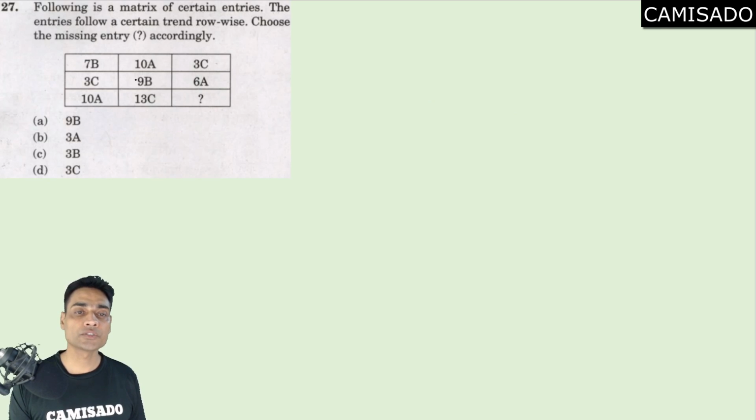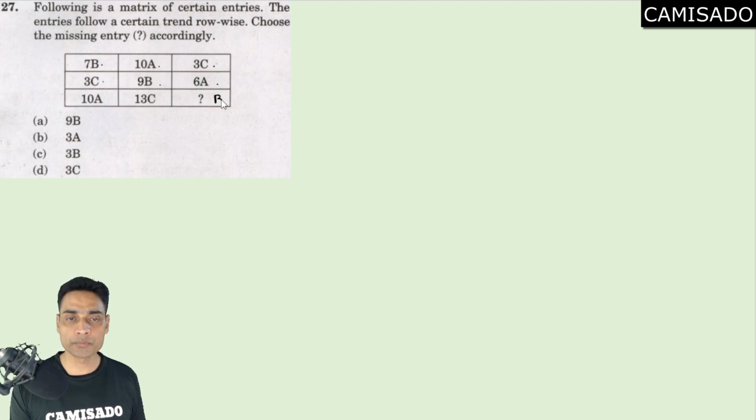Again, there is a question, very simple it is, I think. See, first of all, in place of question mark, what we will get? If you can see in the first row, B, A, C. Second row, C, B, A. Third, A, C, B is missing.